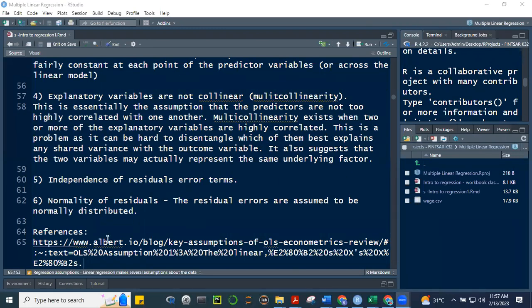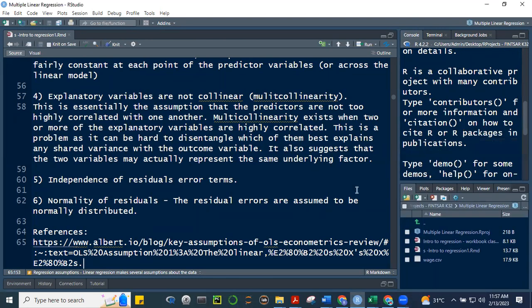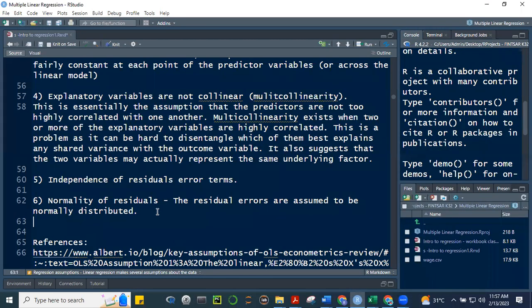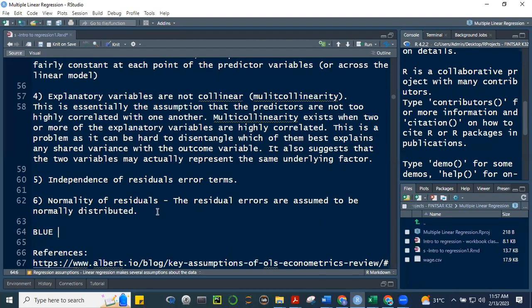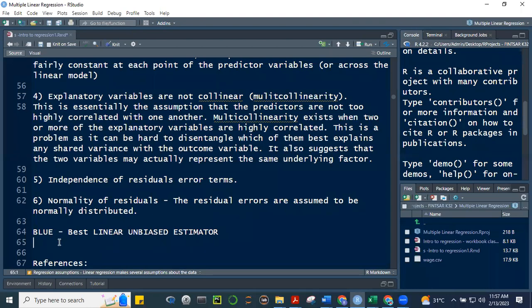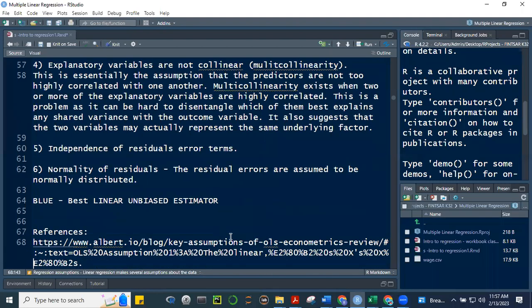If these assumptions are met, then we have what we call BLUE. A BLUE model is our target, which is the best linear unbiased estimator. BLUE means best linear unbiased estimate. Otherwise, if we violate these assumptions, then we will not have this best linear unbiased estimator, BLUE. So take note of that.